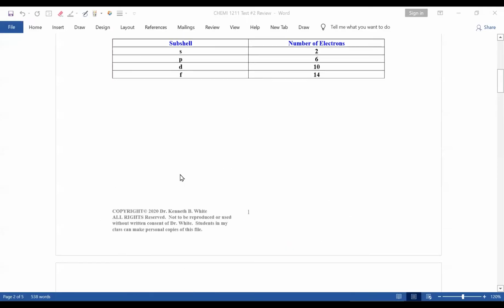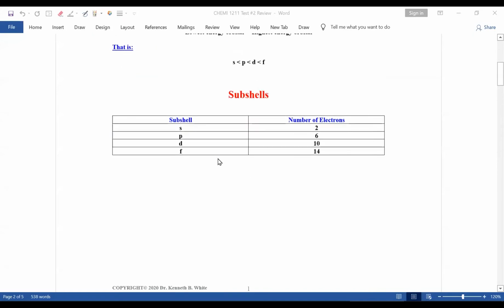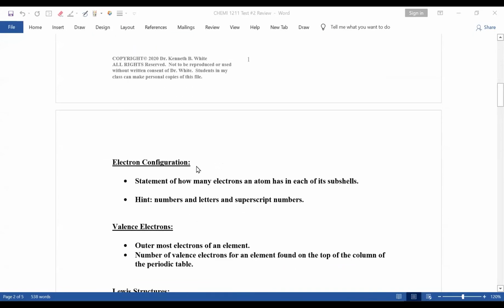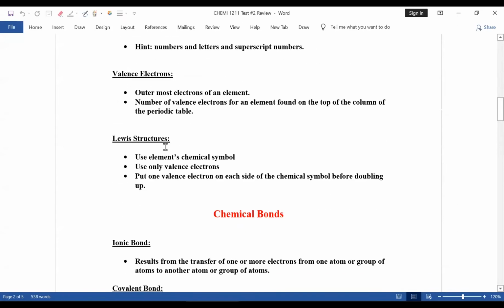Common mistake on test 2, so pay attention so you don't make the common mistake. When I asked you to do electron configuration, this is all the electrons. When I asked you to do Lewis structure, those are only valence electrons. Sometimes I see students do all electrons on a Lewis structure. Nope, that's wrong. You can only have 8 maximum valence electrons for any element.